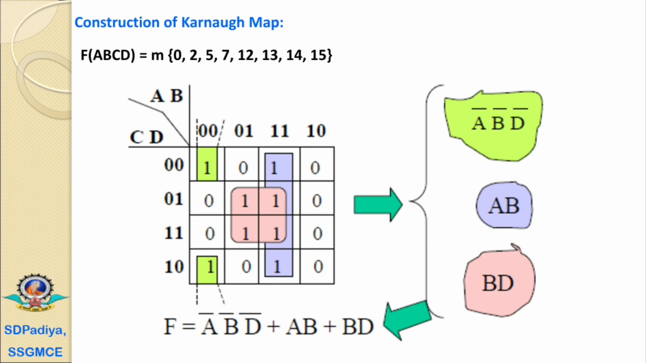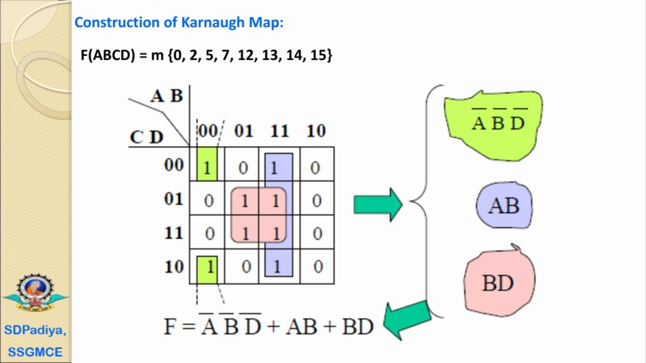The second group we can form: these 4 ones that belong to a single column. Now in this single column, the values are A, B. Therefore its expression is AB, and these 4 cells belong to all 4 rows. Therefore all the row entries will eliminate. Finally the expression is AB.